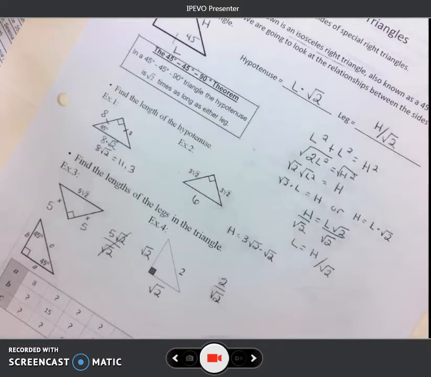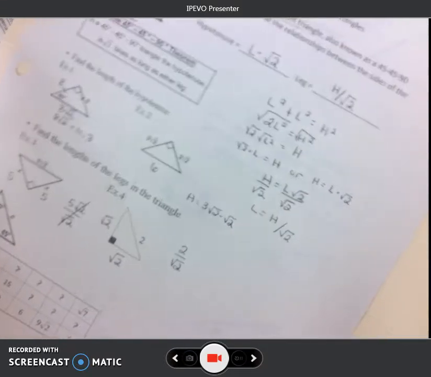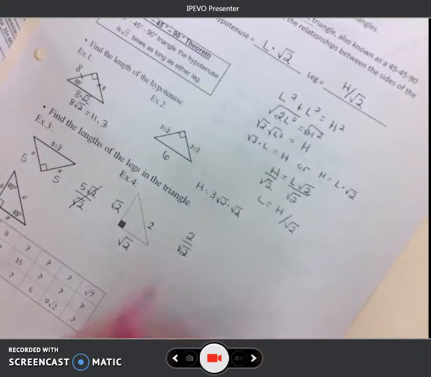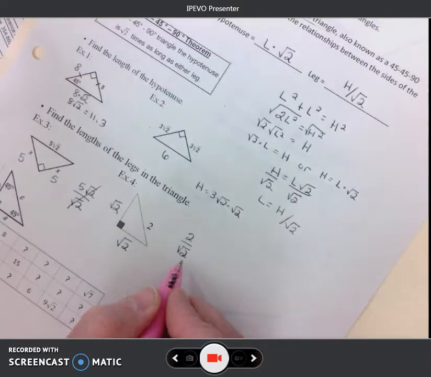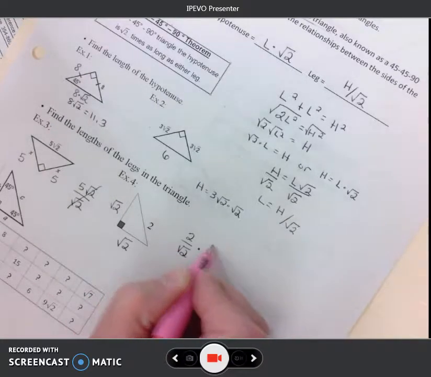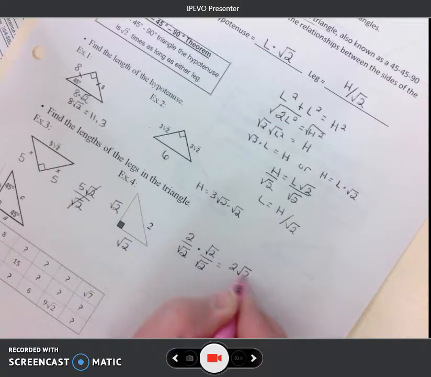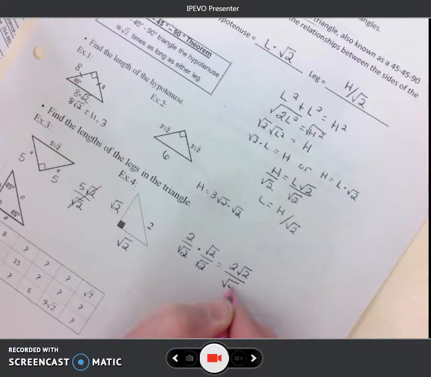I did go through and show them, because you'll learn this in Algebra 2, a process called rationalizing the denominator. What you do is you get the square root out of the bottom. To do that, you multiply the top and the bottom by the square root of 2 in this case. That would give me 2 square root of 2 over the square root of 4. But we know that the square root of 4 is 2. Then the 2 here cancels with the 2 there, and that's how they get just the square root of 2.